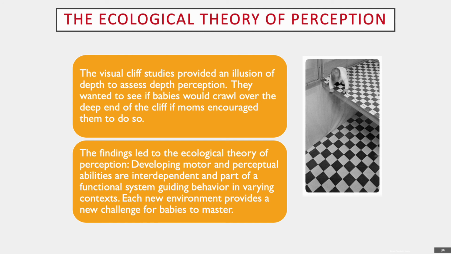They wanted to see if babies would crawl over the deep end of a cliff if mom encouraged them to do so. The findings led to the ecological theory of perception, which is that developing motor and perceptual abilities are interdependent and a part of the functional system guiding behavior in varying contexts. Each new environment provides a new challenge for the babies to master.